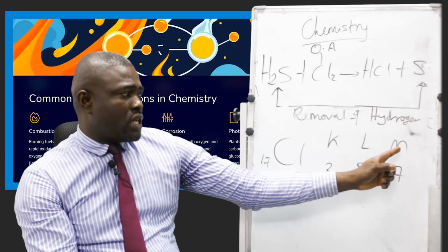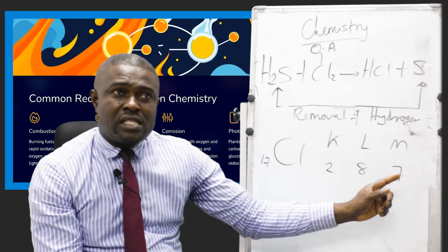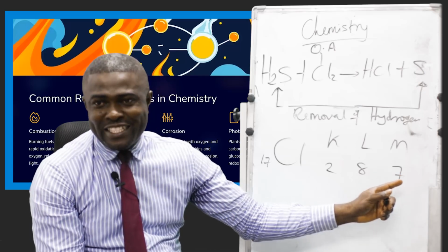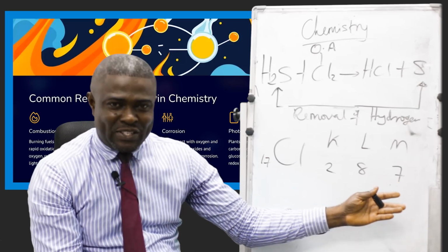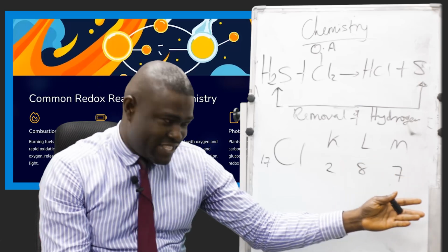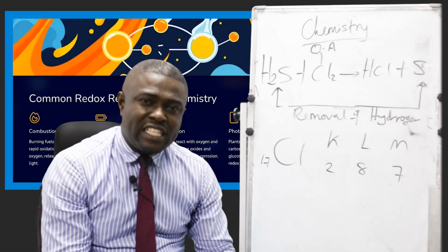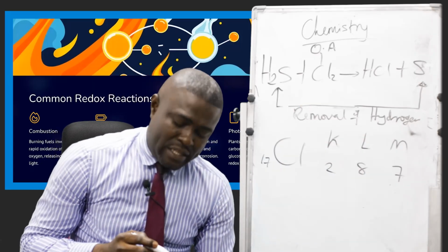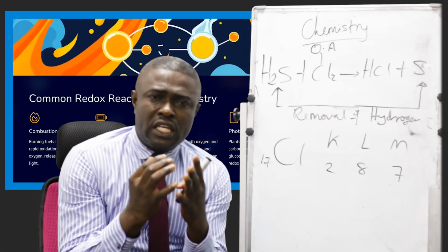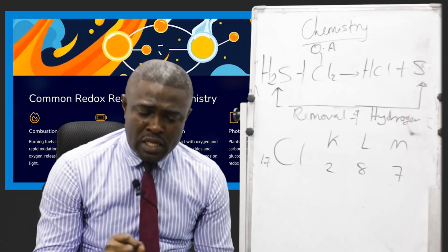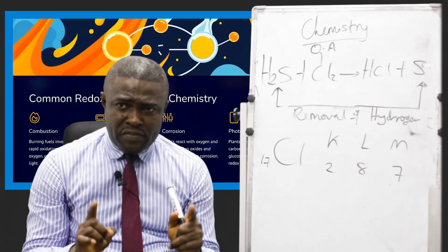The M is supposed to take 8 in order to attain the octet level, but it needs 1 more electron to do that. And how will it do that? It will gain electron from any element it's reacting with. So it is an electronegative element. Electronegative elements are therefore defined as those elements that, in the course of their reaction, gain electron. I hope that is clear. You have understood what an electronegative element is.